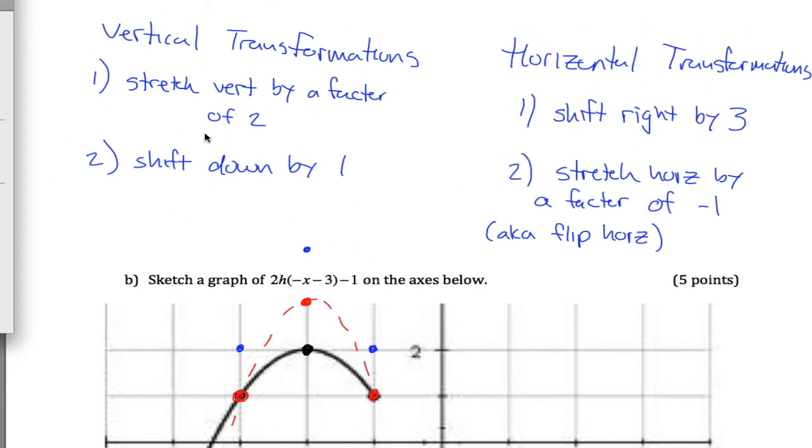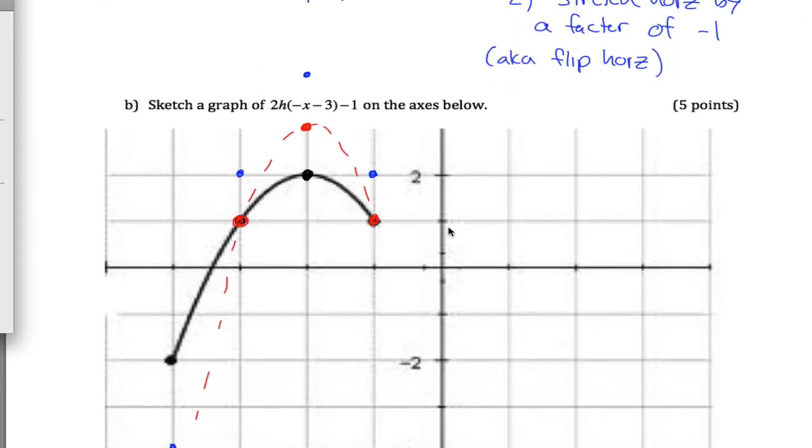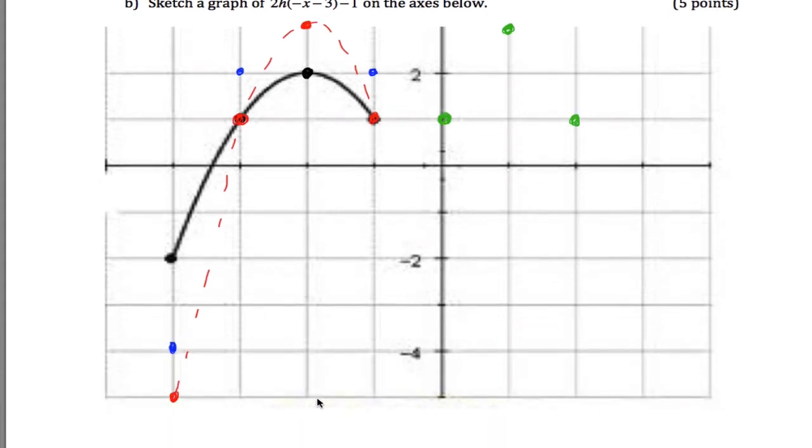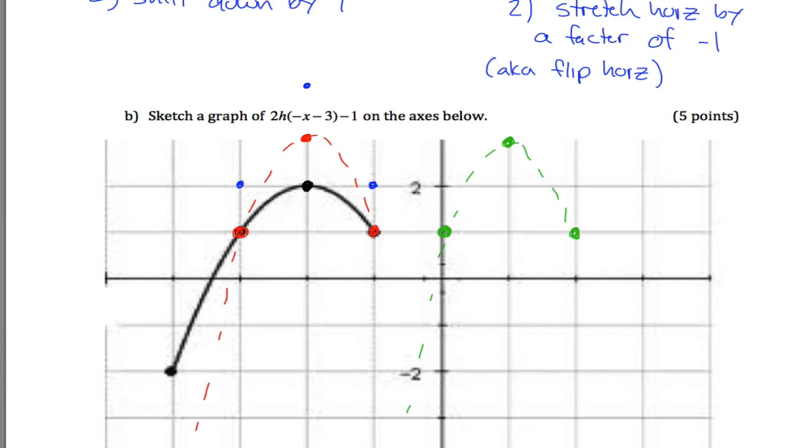What I've now done is taken care of the vertical transformation. I want to take care of the horizontal ones. Shift right by 3. All right, this point right here, 1, 2, 3. Move over to here. This point right here, 1, 2, 3. This point right here, 1, 2, 3. And finally, this guy down here, 1, 2, 3. Gives me something that looks, roughly speaking, like this. I'm almost done. I just have one step left to do.